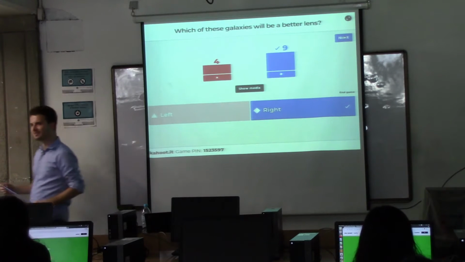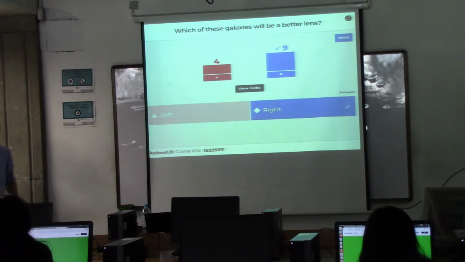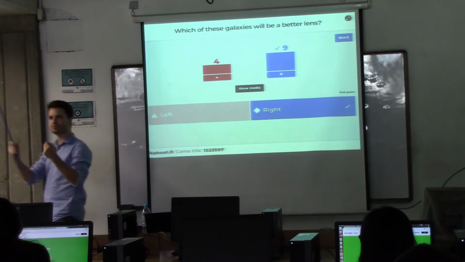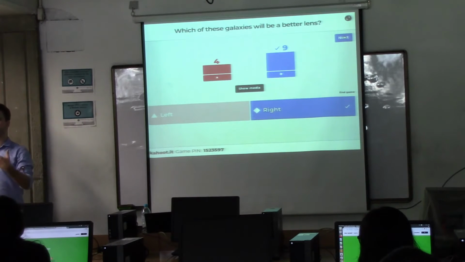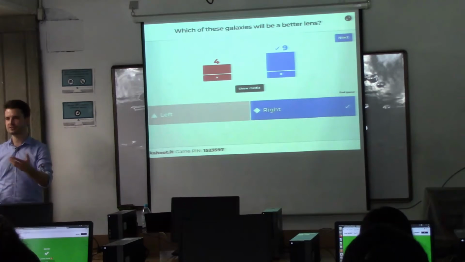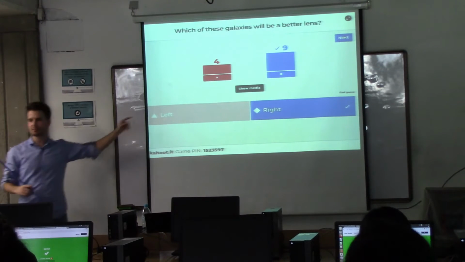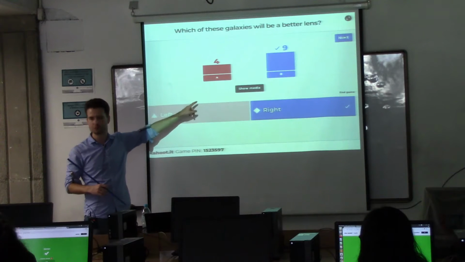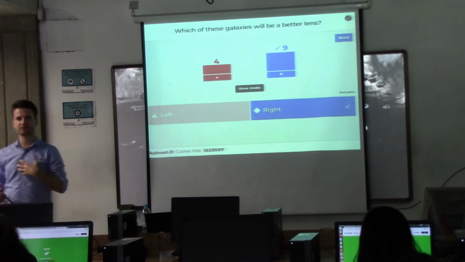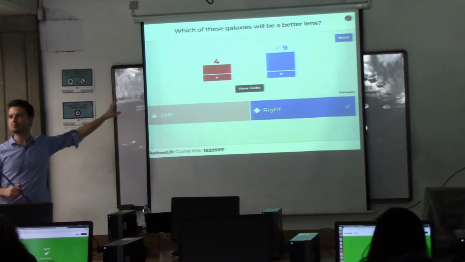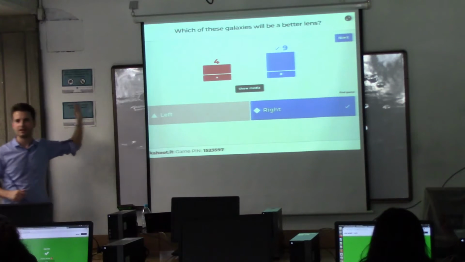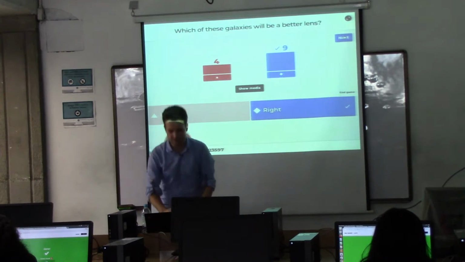Nice. So the elliptical one, and indeed that's the correct answer. To have multiple images or to act as a good strong lens, you want as massive a galaxy as you can get. And ellipticals are typically much more massive than spiral galaxies, and definitely much more massive than Andromeda. That also gives an advantage for us, because a lot of lenses are just elliptical galaxies. They don't have massive disks or complicated structure. Ellipticals are reasonably easy to handle.